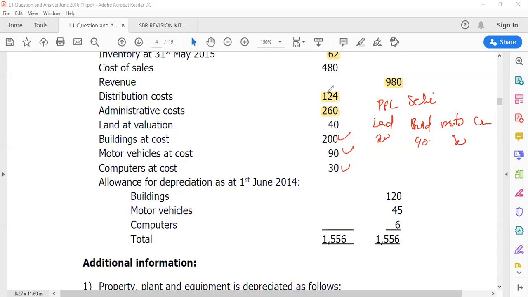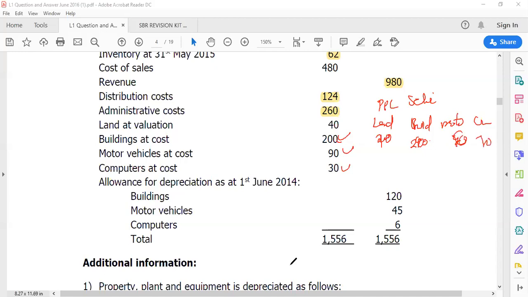There's land, building 200, land 40. Oh, sorry, land was 40. And then the building was 200. And then this other guy was how much? Was 90. And then this one was 30.